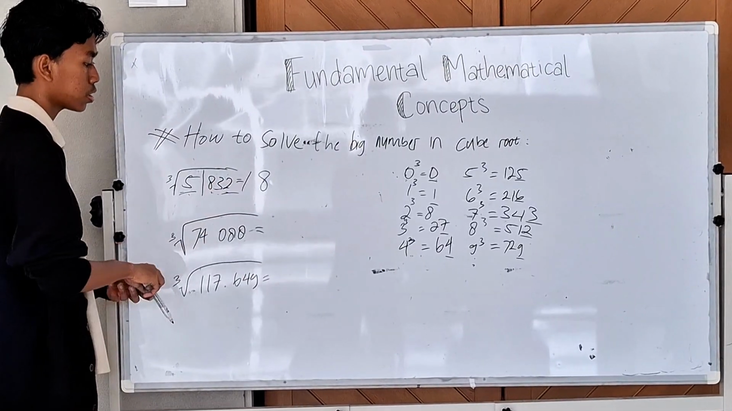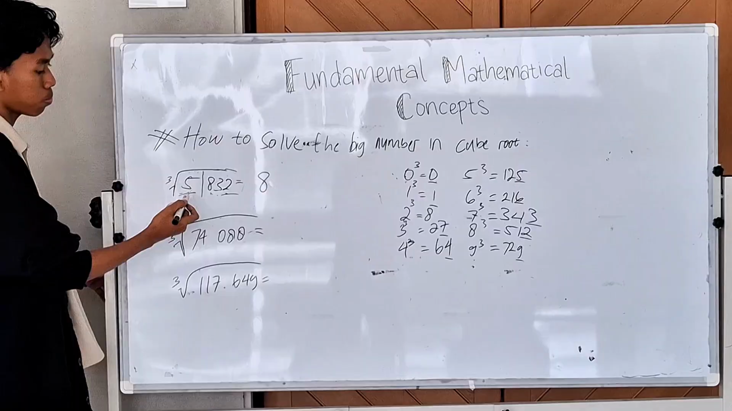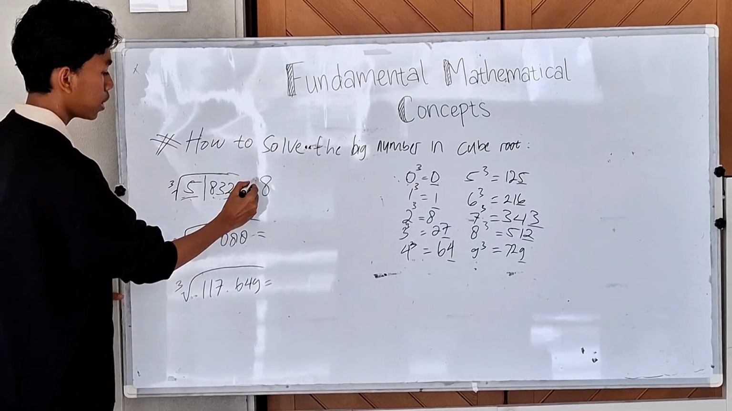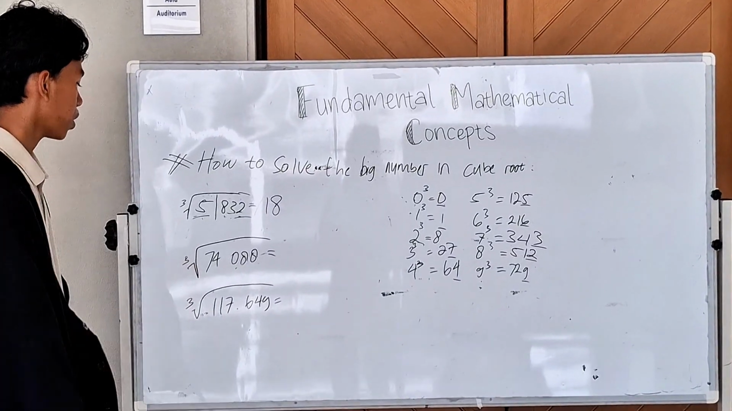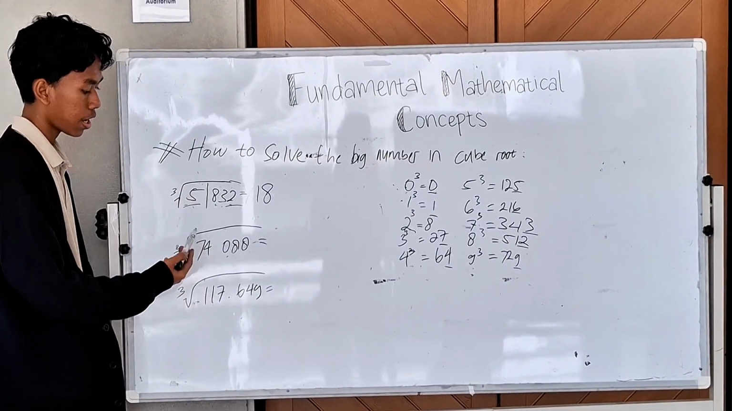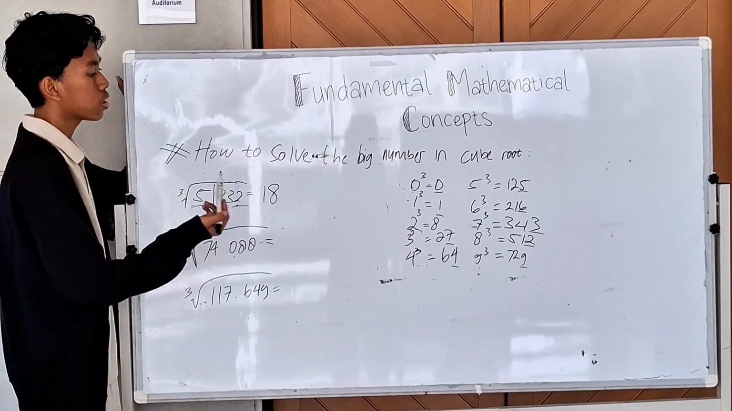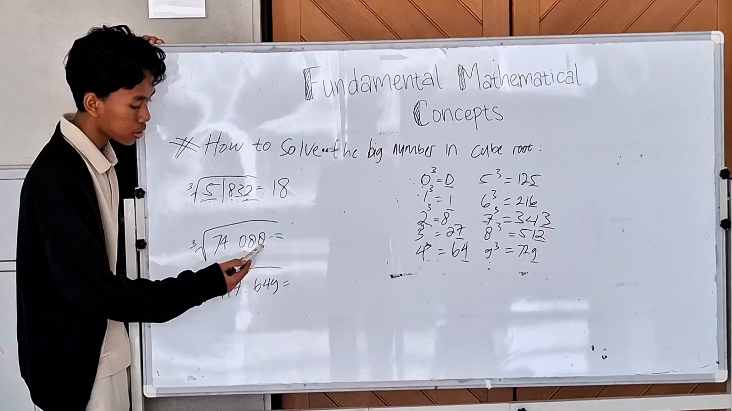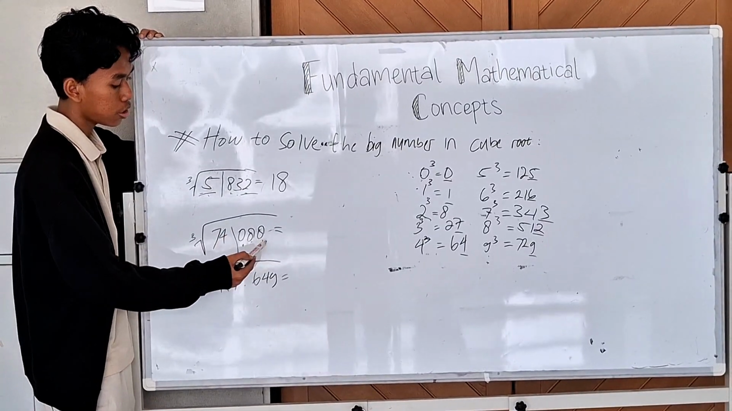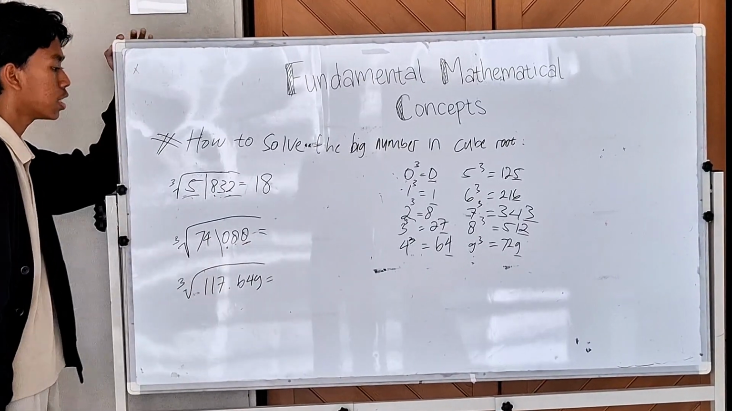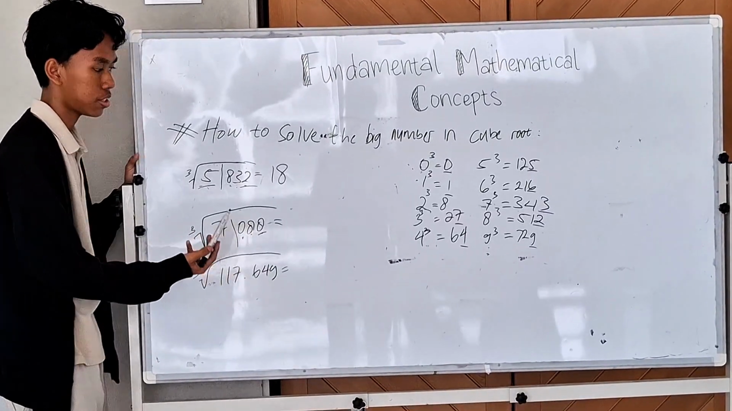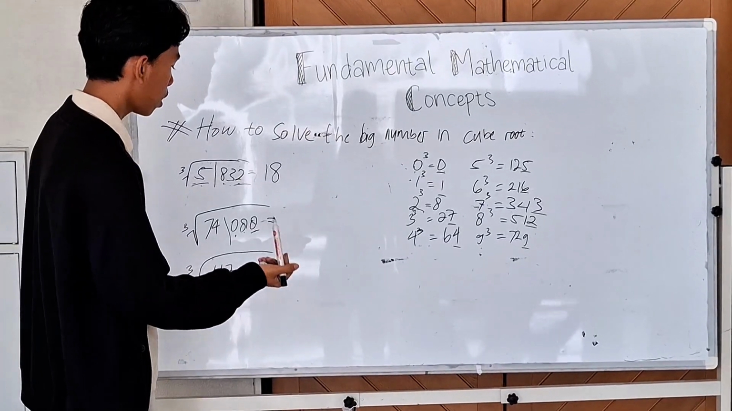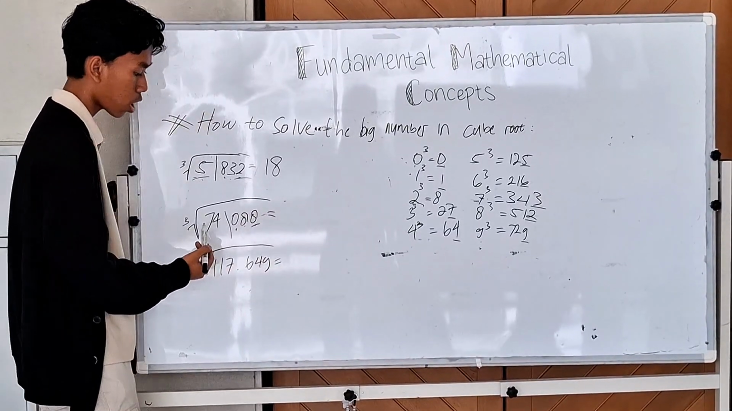So the cube root of 5,832 is 18. Okay, for the second example, we have 74,088. Next, we solve this example. First, we separate the last three digits, and then see the unit of these three digits. The unit of these three digits is 8. So we look for the cube from 0 to 9 that has unit 8, which is 2. So the unit of this cube root is 2.